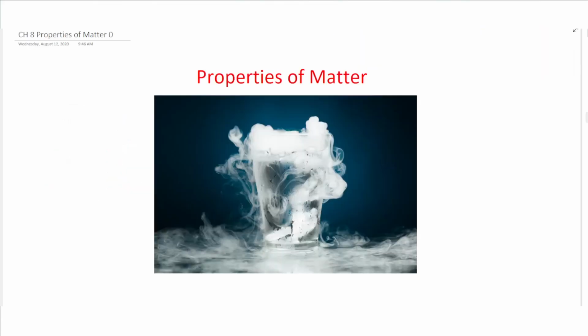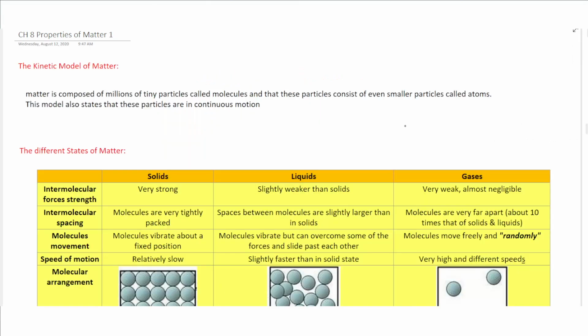Okay, now we go to thermal physics. The first chapter is properties of matter. First, we mention something called the kinetic model of matter. The kinetic model of matter states that any object or any substance is made of millions or billions of molecules that are in continuous motion. And the type of motion and the type of forces between the molecules control the properties of the matter.